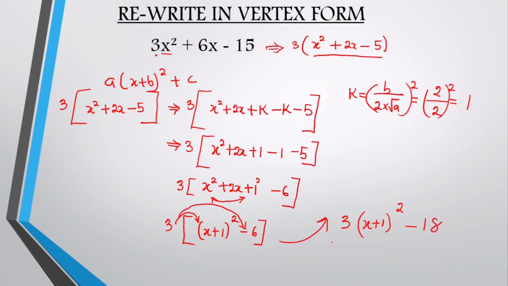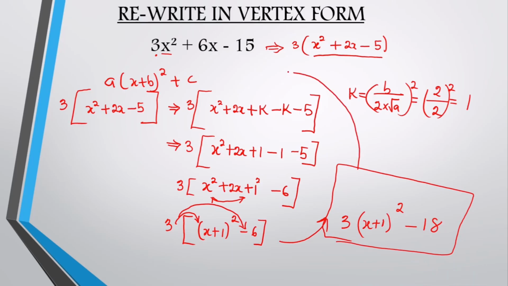So now you can see that this is in this vertex form that we've been looking for, this vertex form here. So that would be our answer to that question. So let's try another example.